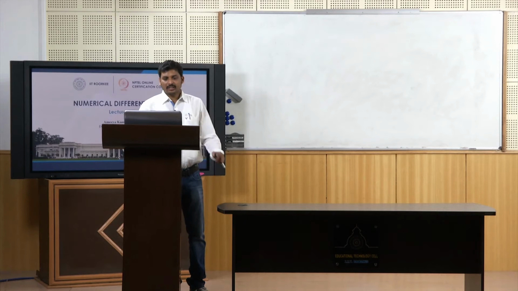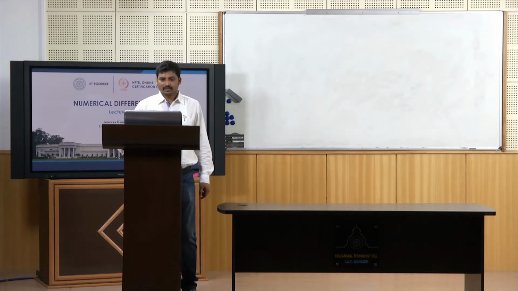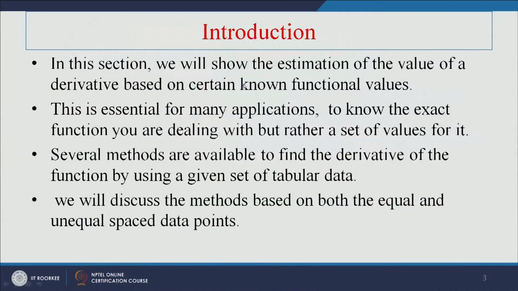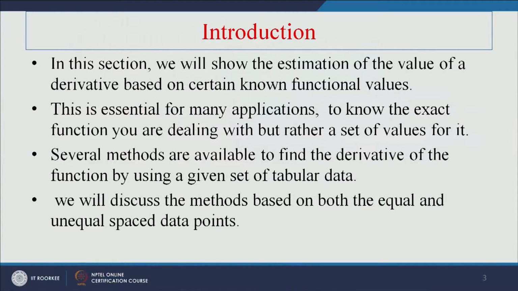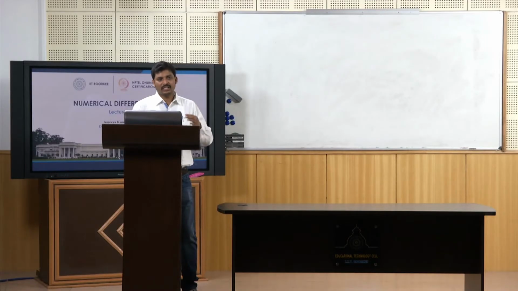In this section, you will see the estimation of the value of a derivative based on certain known functional values. Always certain values are given, and at those points we usually evaluate the derivatives. Sometimes if the exact function is not known to us, then we can approximate this function by a polynomial, evaluate the derivative of the polynomial, and say that the derivative of this function can be represented in this form.